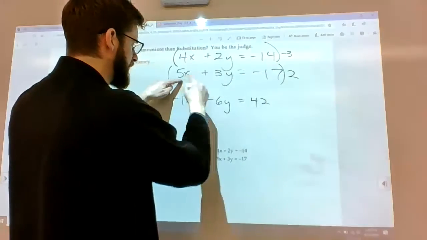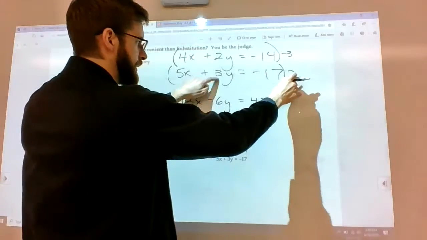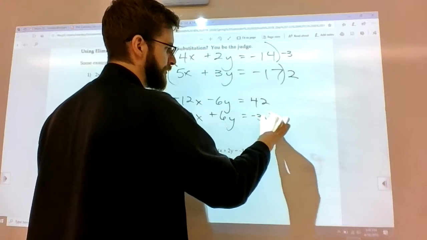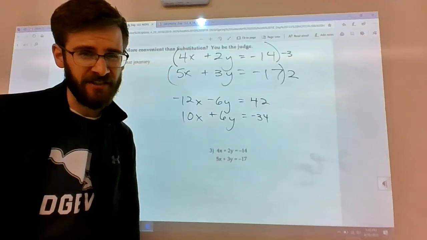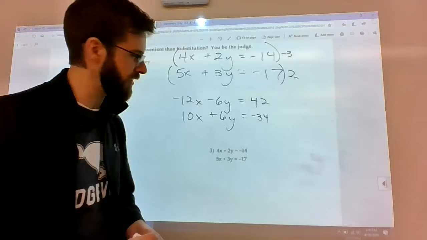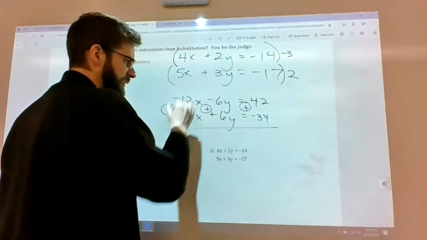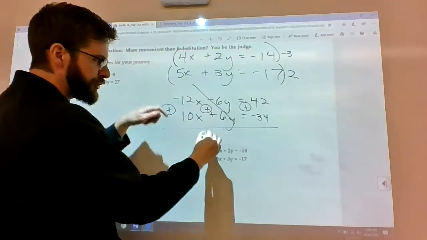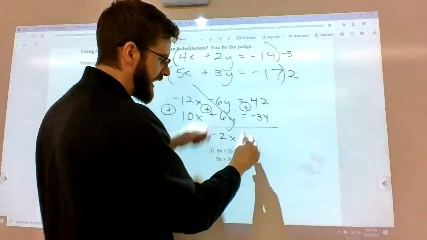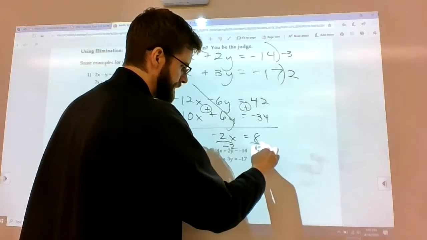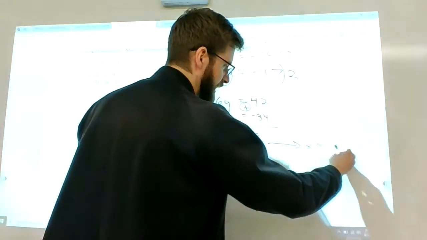On the bottom, 2 times 5x is 10x. 2 times 3y is 6y. 2 times negative 17 is negative 34. Make sure you pay attention to those pluses and minuses. It's really going to hit hard on this one. So add, add, add. The y's are gone. Negative 2x remains. Positive 8 remains. Divide both sides by negative 2. You get x equals negative 4.